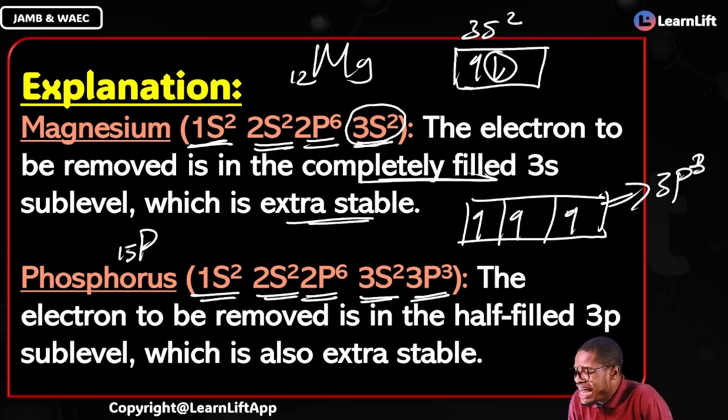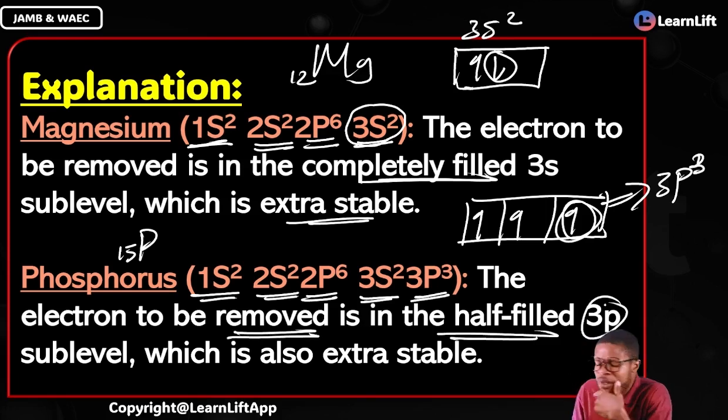Don't forget that this 3p orbital is half filled. If you want to remove one electron from the half filled orbital, it is extra difficult. So the electron to be removed is from the half filled 3p, and it is now extra stable because it is half filled. There's that extra stability. To remove one electron will be very, very difficult.